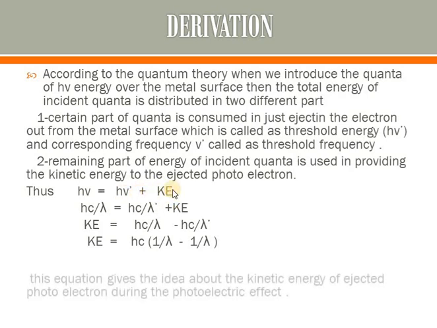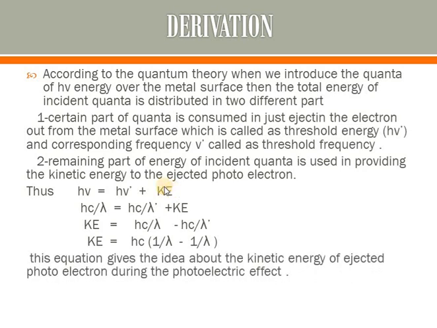So hν₀ and kinetic energy will combinedly represent the total energy of the quanta hν. Accordingly, the kinetic energy of the ejected photoelectron will be hc(1/λ − 1/λ₀), and this equation gives the idea about the kinetic energy of the ejected photoelectron during the photoelectric effect phenomena.